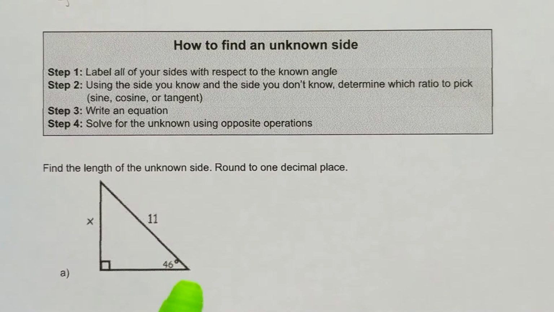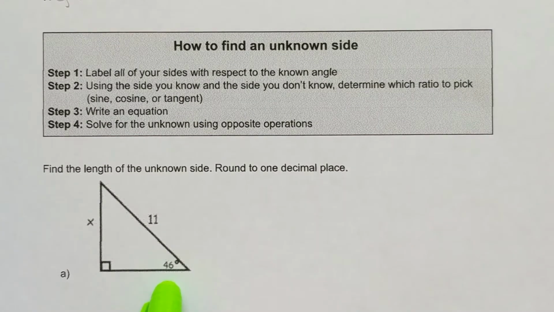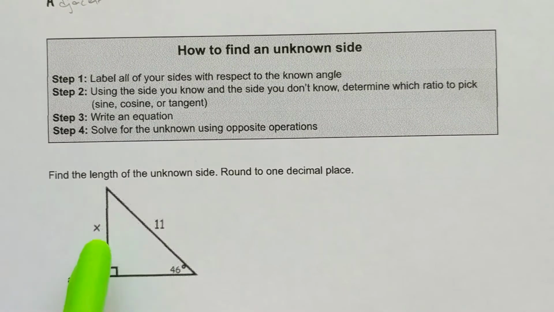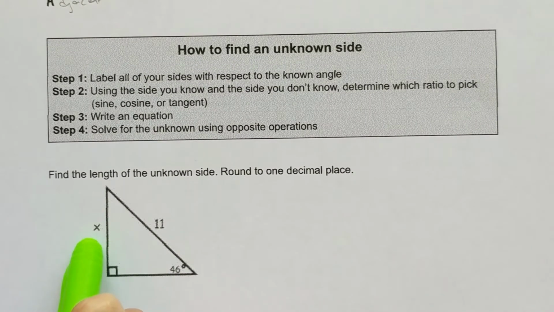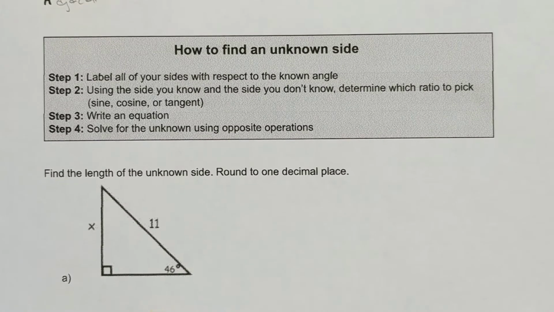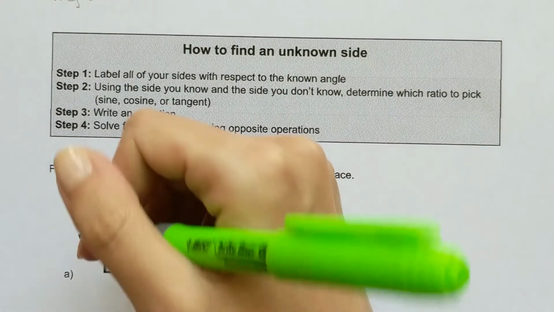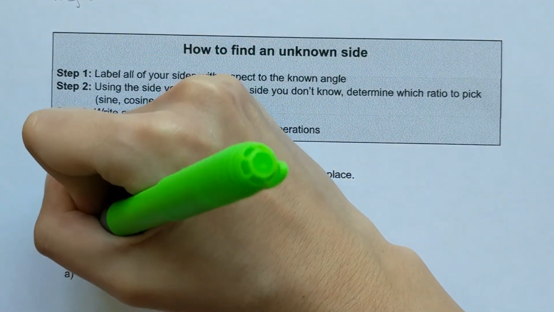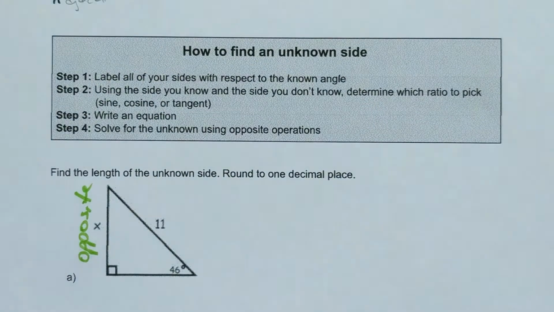So I have a triangle with an angle of 46 degrees down here, and it is a right angle triangle. One side here, my x, is unknown, and I have this side here, 11, that is known. So the very first thing that we are going to do is start by labeling all of our sides. Remember, opposite is the one that is across from the angle that we have. So the angle we have here is 46, therefore this side, our x side, is our opposite side because it is opposite the 46.